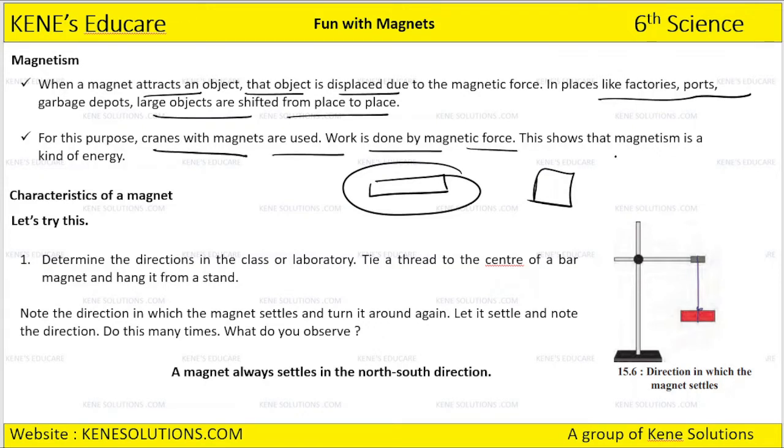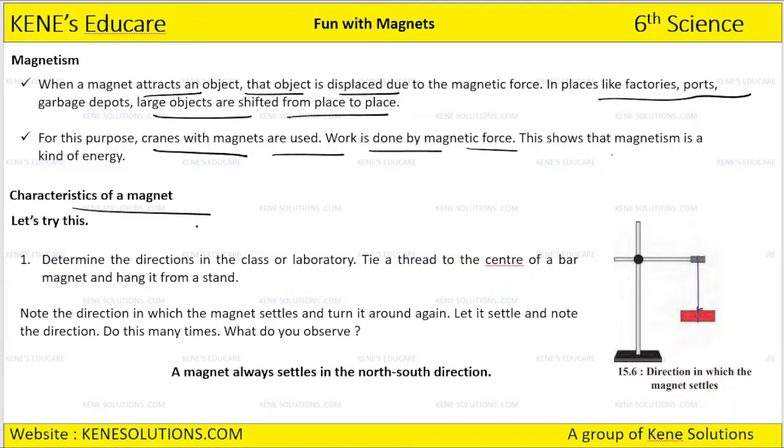Work is done by a magnetic force, and whenever the magnet applies force on them, magnetic force is applied and work is done by the magnet on the object, and we can use this in the form of energy, and you can move the object.